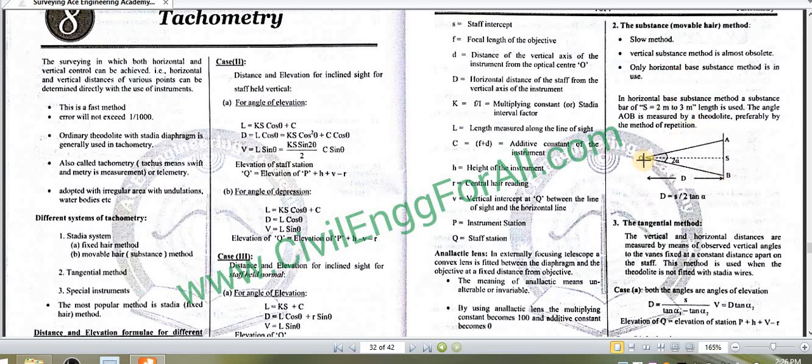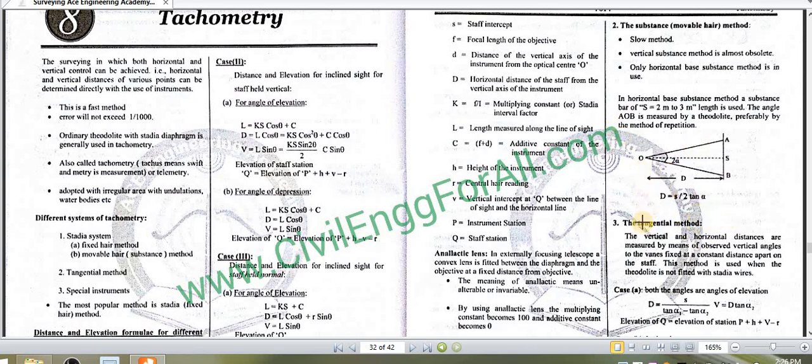In this method, suppose this is your leveling staff. Point A is the first target, point B is the second target. You will have to move the upper hair until it reaches point A, and move the lower hair down so that it reaches point B. When it reaches points A and B, you fix those points and then take the readings. Based on that you can calculate the horizontal distance, which is given by D equals S by 2 tan alpha. By using this formula you can easily calculate the horizontal distance.